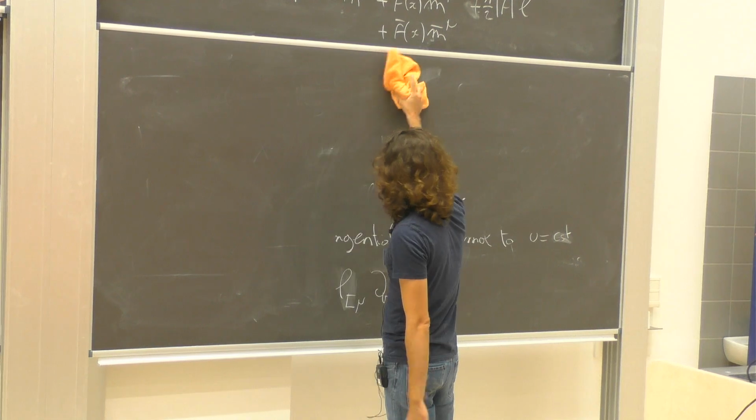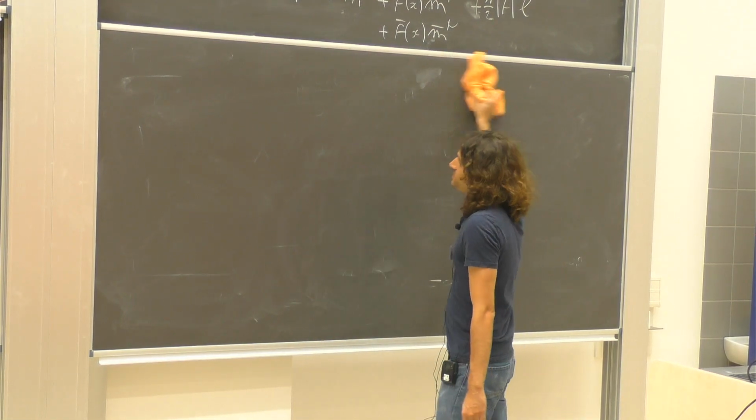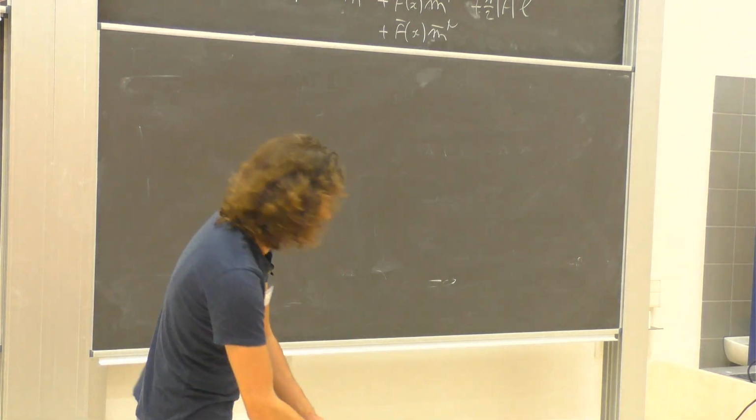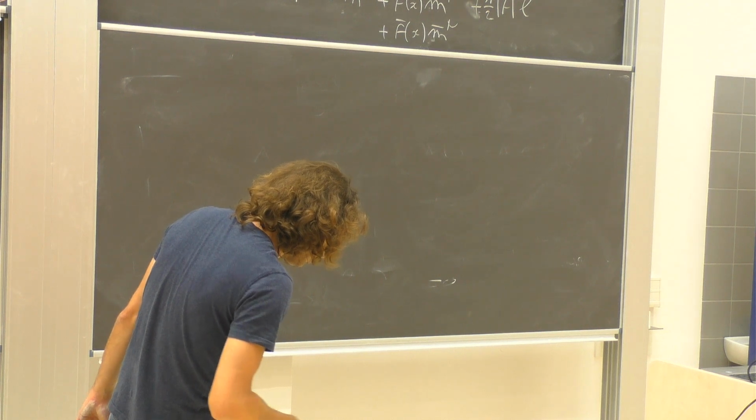So again, you have your null geodesic congruence. L mu is fixed. M is almost fixed, but it's fixed up to addition of L. And we are going to use this to construct some invariants of the congruence.